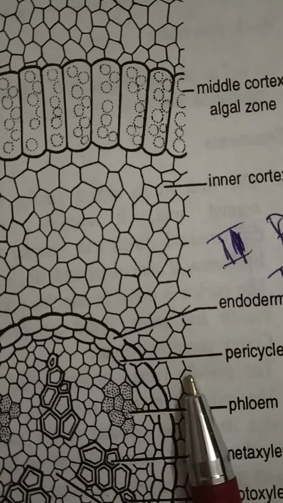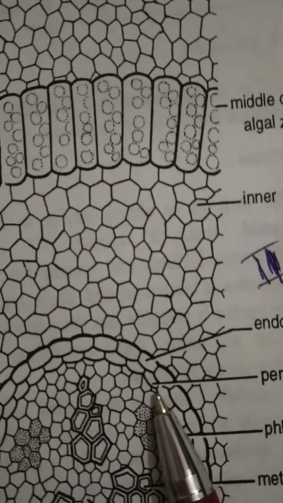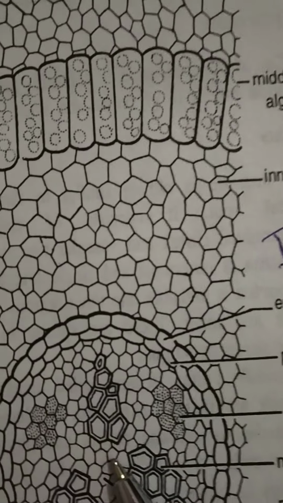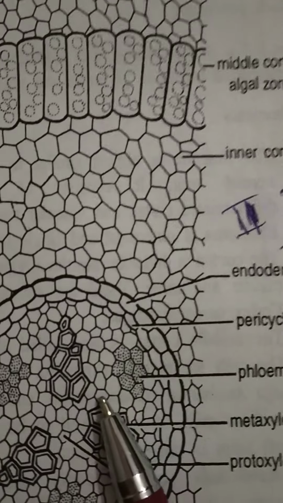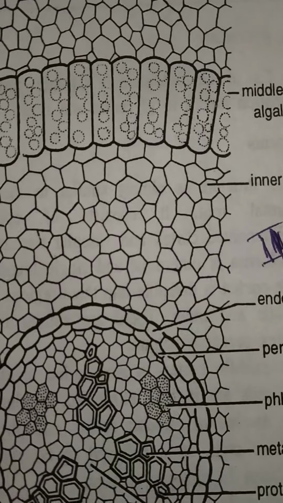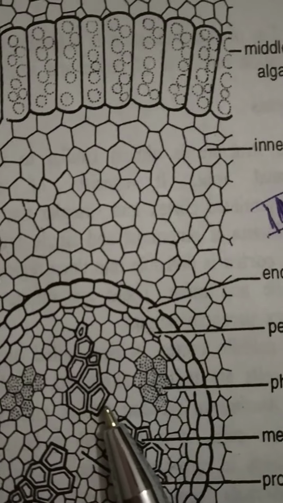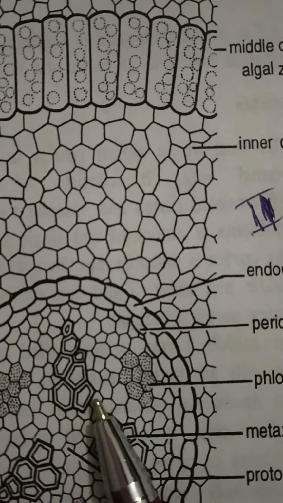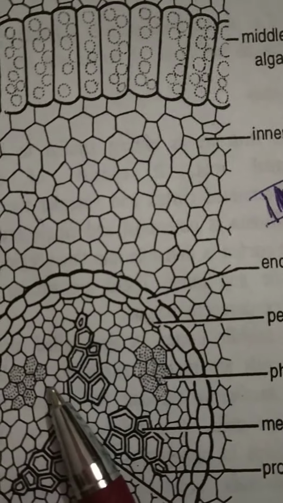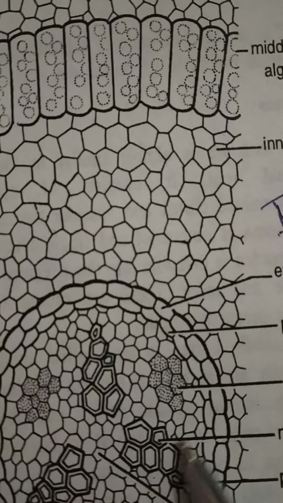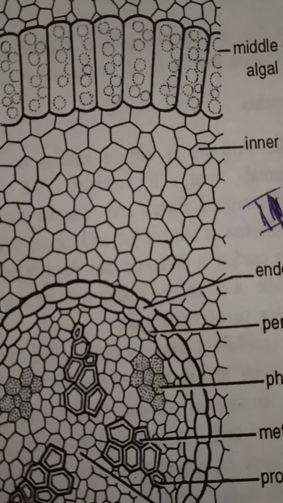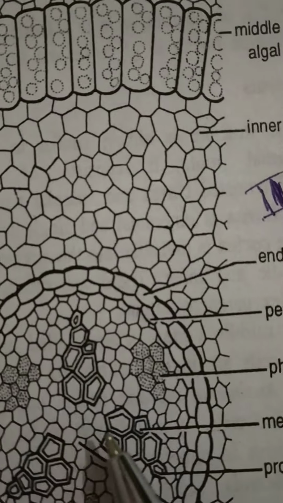One more important thing is that in this region we have the vascular tissues. You can see here the vascular tissues, consisting of metaxylem, protoxylem, and next the phloem. These vascular bundles are radial, and the xylem is in tetrarch condition.